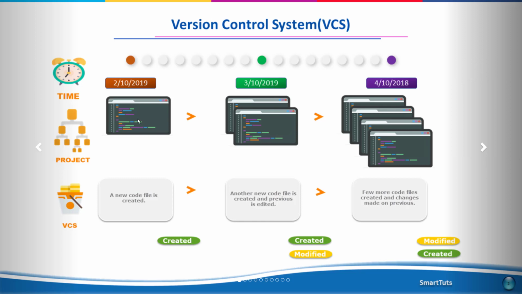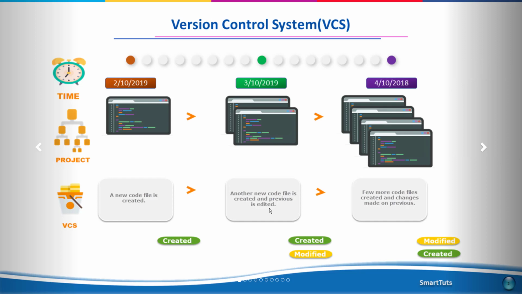Let's come to the example. On 2/10/2019 we have created a file. So what version control system does is, it will store a record that a new file is created on this project. On the second day you have added another file. So version control system will record that another new file is created and the previous one is edited. Means you have created a new file and you have edited the previous one. The version control system knows this.